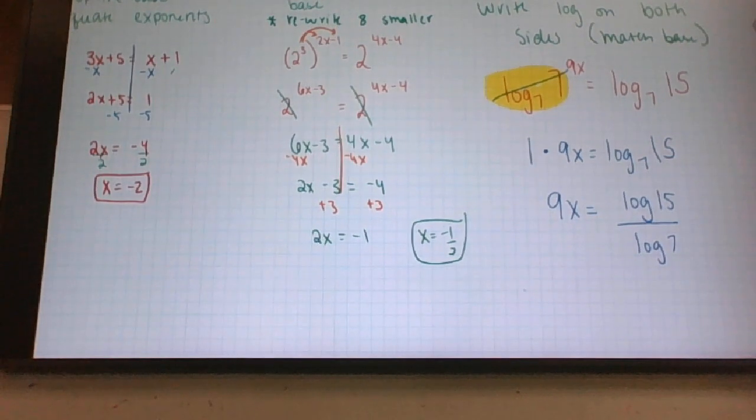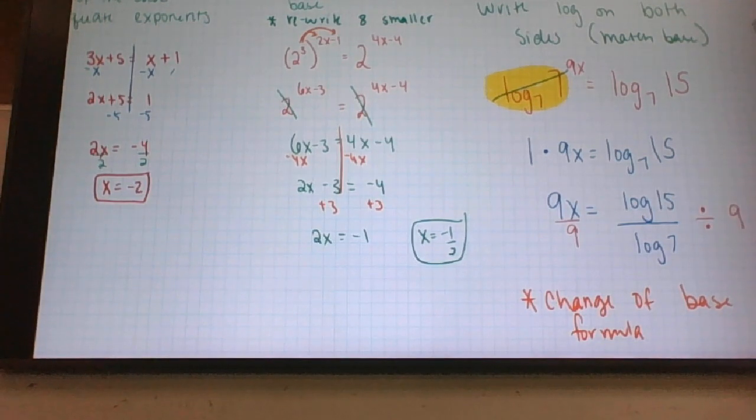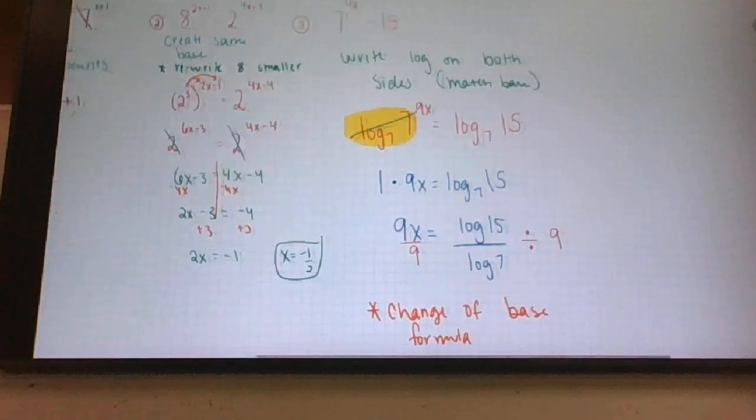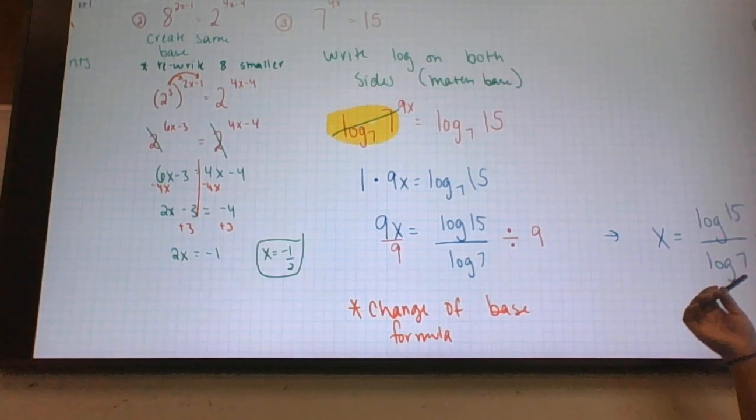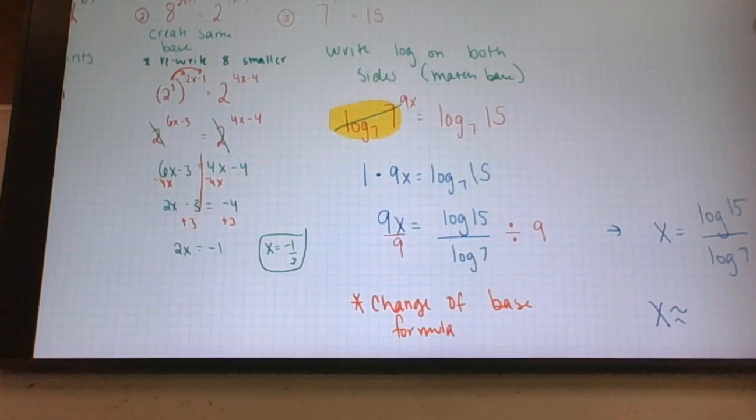This is the change of base formula I told you guys about last Thursday, but we haven't used it yet. So from here, it's calculated. I'm going to divide by 9. Now I'll go to a calculator. I'll use my fraction button. I do log 15 divided by log 7, enter. Divide by 9, enter. And that's my answer. I think it's 0.15.